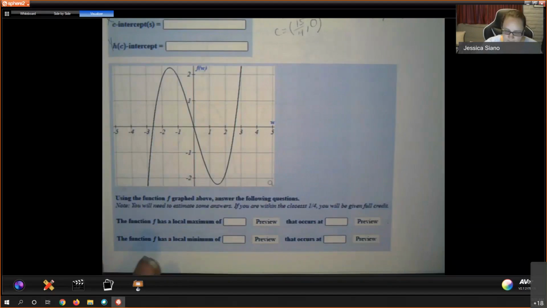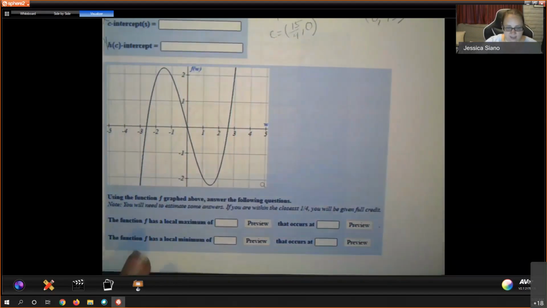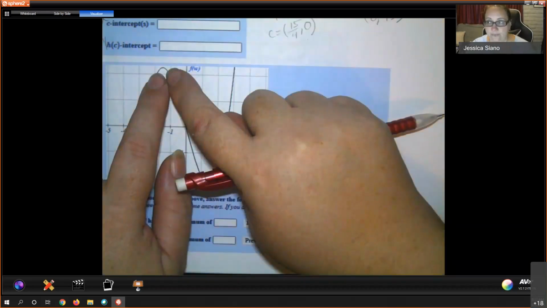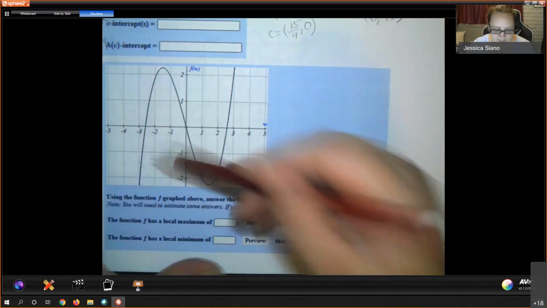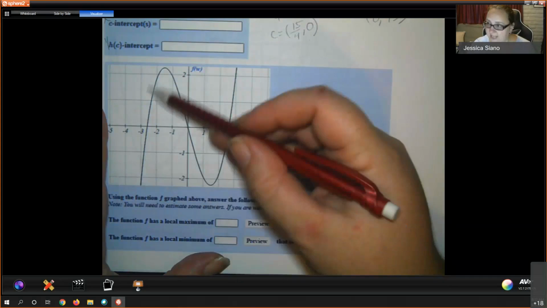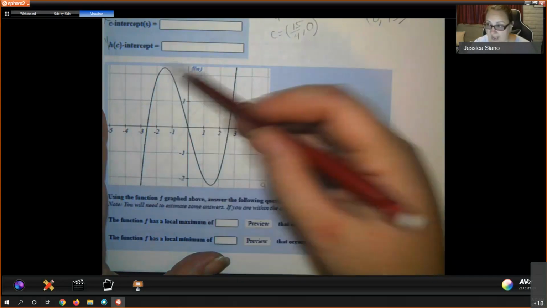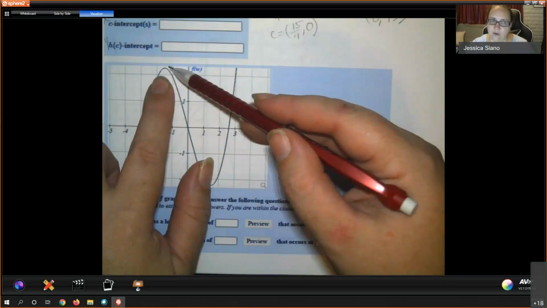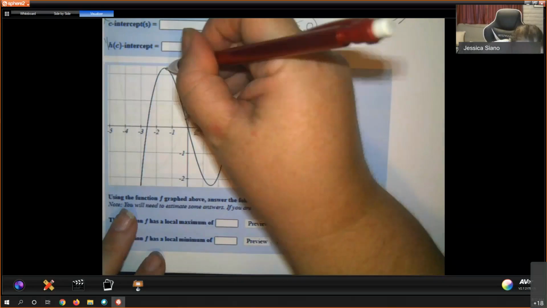Okay, so a local maximum is a place where the graph peaks. So this would be my local maximum because it's a turning point and the graph goes from increasing to decreasing. So up to down. And I feel like you could look at this and say, oh, okay, that's a maximum. So this would be my local maximum.